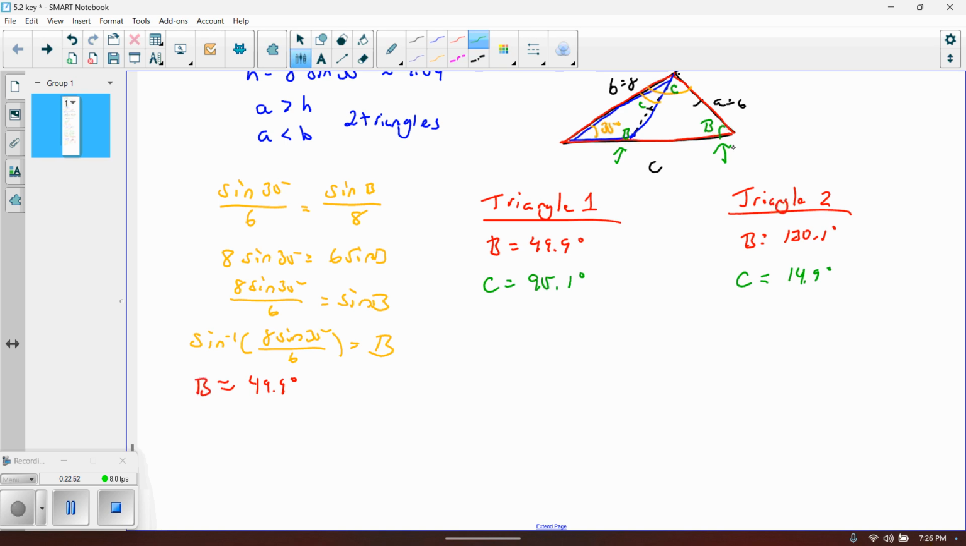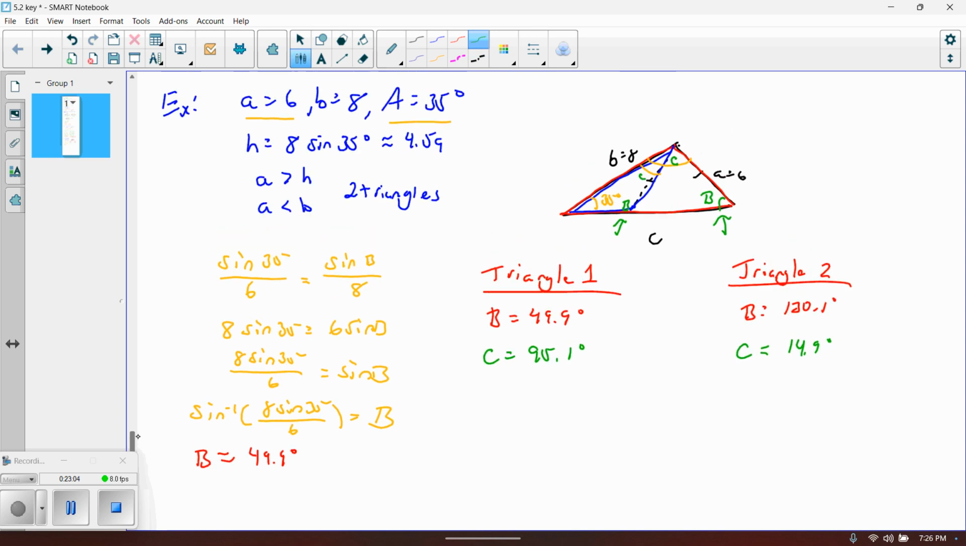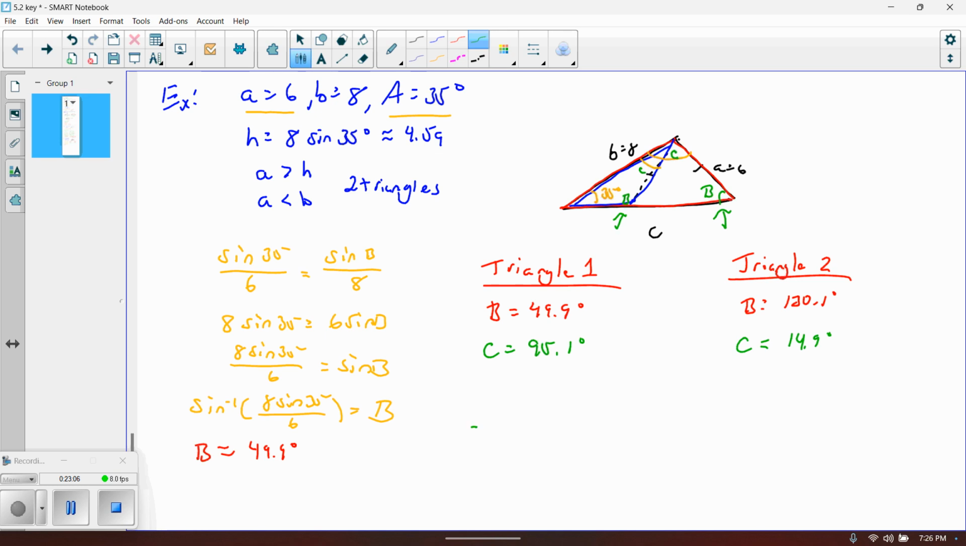But now that we have that, we can actually find lowercase c. And each one of them is going to be set up the same, it's just going to give you a different result. So to find lowercase c on the triangle 1, once again, we're going to start off with the information that was given, which was the A stuff. So we're going to do sine of 35 divided by 6. And now that we know the angle, we'll do sine of 95.1 and divide that by lowercase c. I'm not going to write out the whole cross multiply and divide thing. I think you probably have that by now. You would find here that lowercase c is going to be about 10.42.